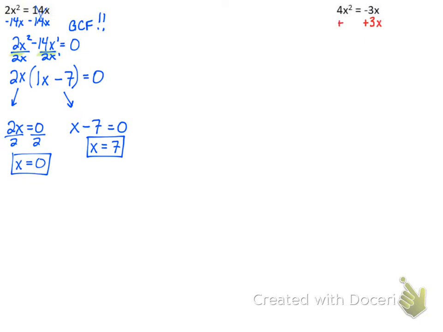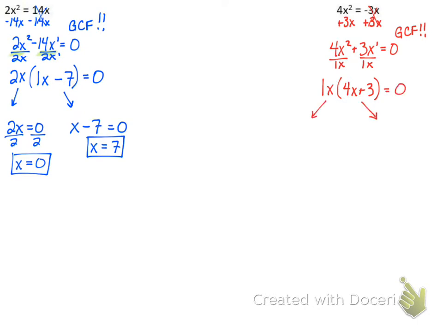Same exact thing that I have here. I want to add the 3x over to the other side. Get 4x squared plus 3x is equal to 0. Again, I've got an a and a b, so I want to factor out a GCF. The biggest number that divides 4 and 3 is 1. The smallest exponent is x to the first. So I can divide each of these by 1x, and you get 4x plus 3. Again, each thing that has an x, I want to do the arrow thing with.